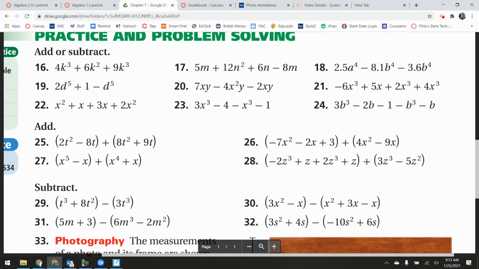Just adding and subtracting, combining like terms. That looks like a lot of work. But is it? No. It's not really. That's the thing, and that's what you guys have to get past. You're just combining like terms. This first part, 16, 18, 20, 22, 24, should take you like 3 minutes. If it takes you longer than that, then you're doing it wrong. Just because something looks difficult does not mean that it is difficult.